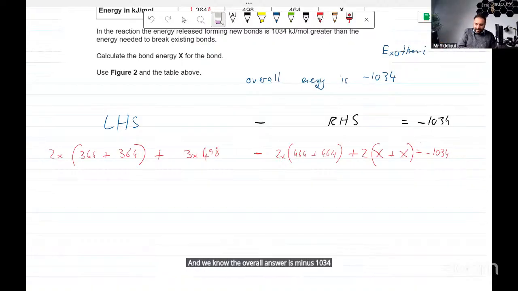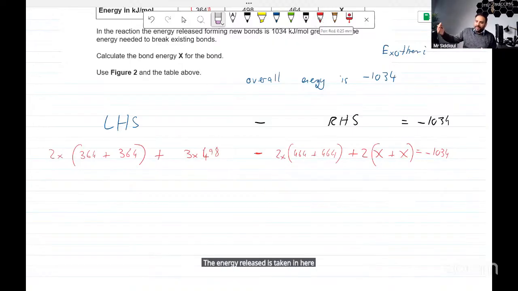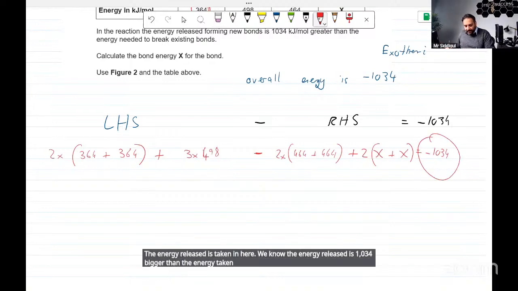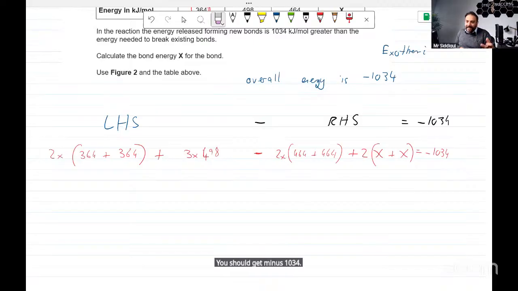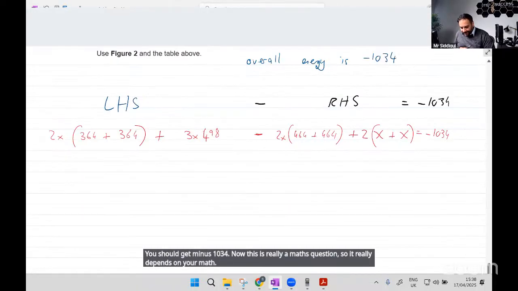So the energy taken in is all here. The energy released is taken in here. And we know the energy released is 1034 bigger than the energy taken in, which means that when you do one minus the other, you should get minus 1034. Now this is really a maths question, so it really depends on your maths and calculator ability.